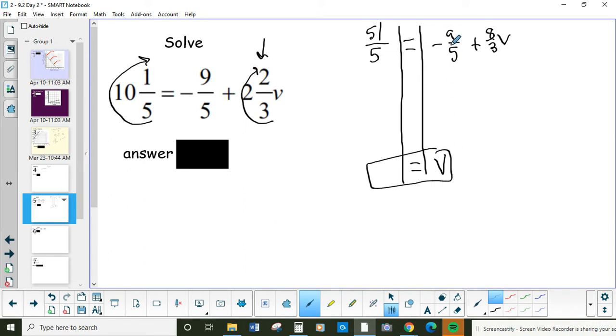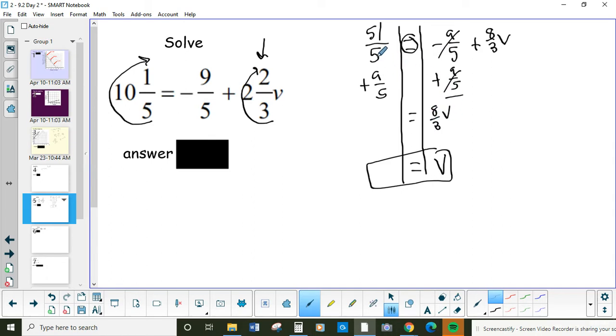So we got to move the negative 9 fifths and the 8 thirds. We work farthest away from the variable first, doing inverse operations. The opposite of negative 9 fifths is to add 9 fifths. I do the exact same thing to both sides because that's what keeps it equal if you do the same thing to both sides. This cancels out. I get 8 thirds v.